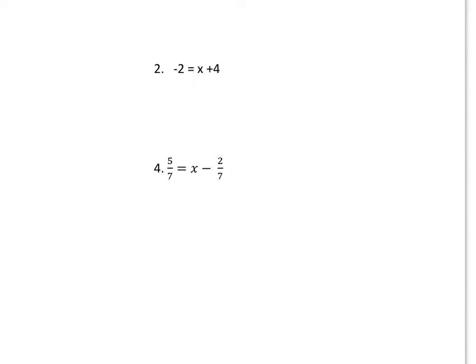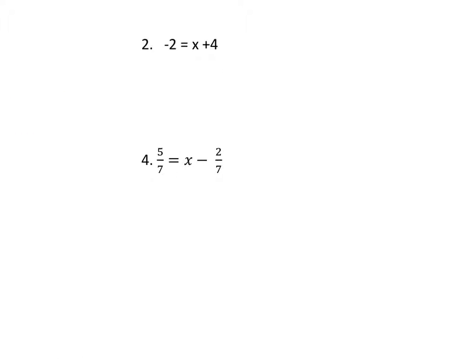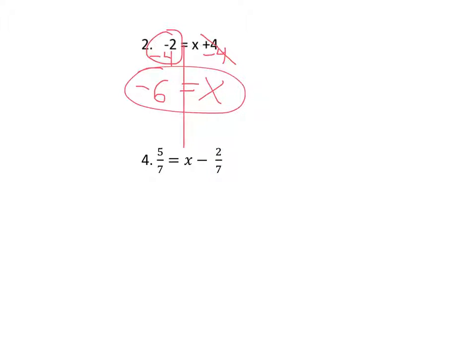Okay, if I move over to number 2, again I'm going to draw the line straight down the middle. In this one, I notice x is on the right side, so I really don't even care about this negative 2. I want to get rid of this 4. Since it's plus 4, the opposite of adding 4 is subtracting 4. Positive 4 minus 4 is 0. That's what I want, so then I have x by itself. If I subtract 4 from the right, I subtract 4 from the left, and negative 2 minus 4 is negative 6. And that's my answer.